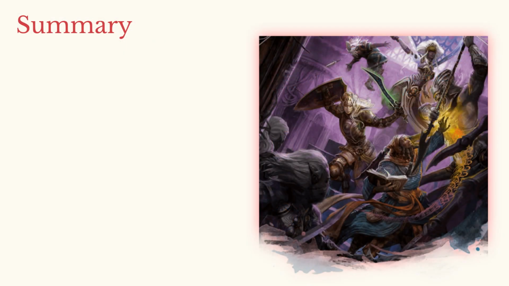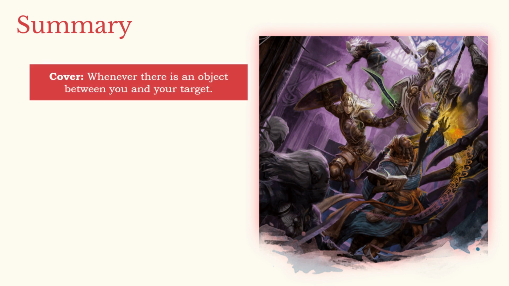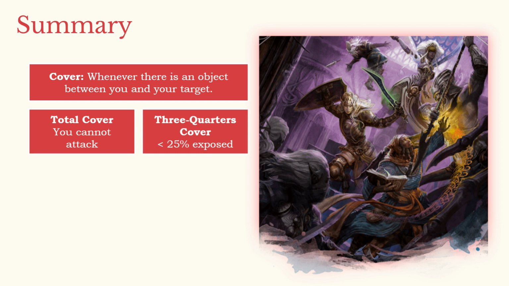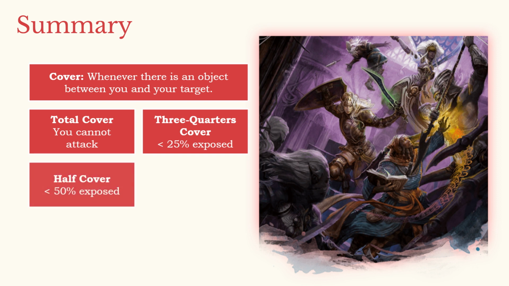Let's do a quick review. Whenever the target of an attack is partially or fully hidden behind a solid object, they have cover from your attack. If they are entirely behind a barrier, for example they're standing on the other side of a solid wall, then they have total cover and may not be directly attacked. If less than 25% of their body is exposed, say they're behind a wall with an arrow slit in it, then they have 3/4 cover. And if less than 50% of their body is exposed, they have half cover.